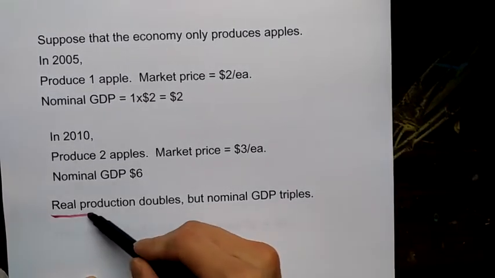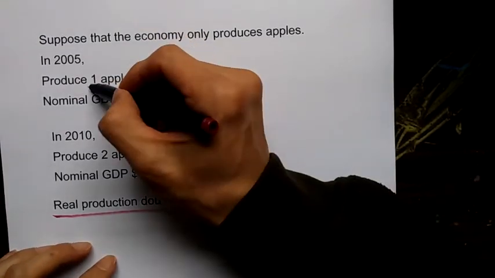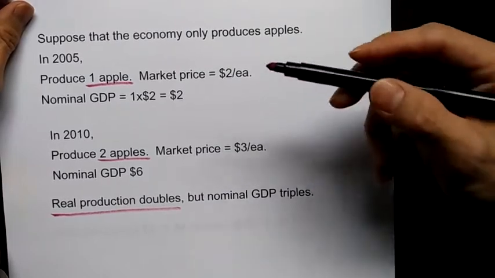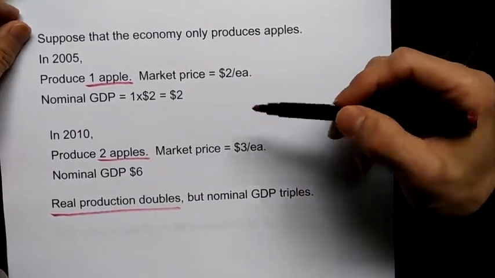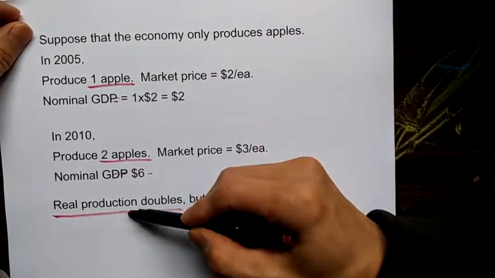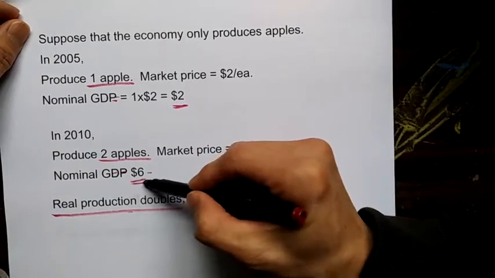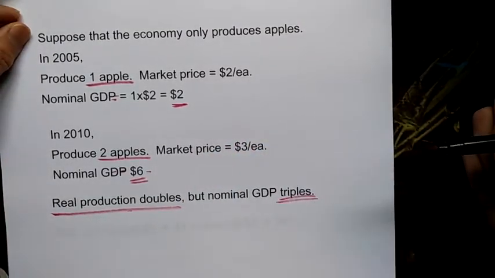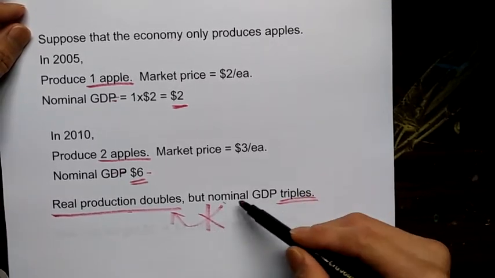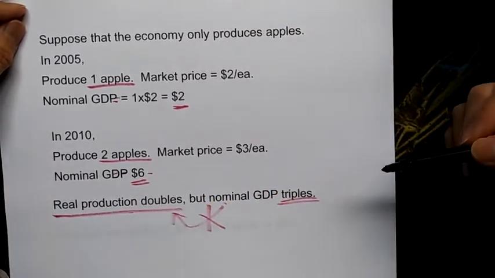But the real production in this economy goes from one apple to two apples. So the real production doubles. Real production doubles. But if you use nominal GDP to measure the real production, it goes from $2 to $6. It triples. Therefore, you cannot use nominal GDP to measure the real production.